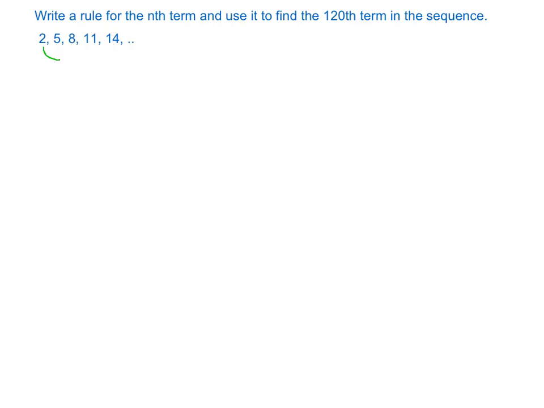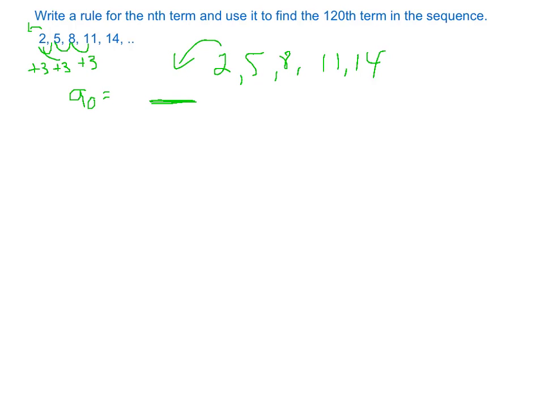Alright, so here we want to write a rule for the nth term for this particular sequence. So going from 2 to 5, that increases by 3. From 5 to 8 increases by 3. 8 to 11 increases by 3. So I suggest first starting off finding a sub 0, the term prior to what's already here. Well, since it's increasing by 3, if we go back by 3, so if we've got 2, 5, 8, 11, and 14, if we went back and found this term, that would be negative 1.